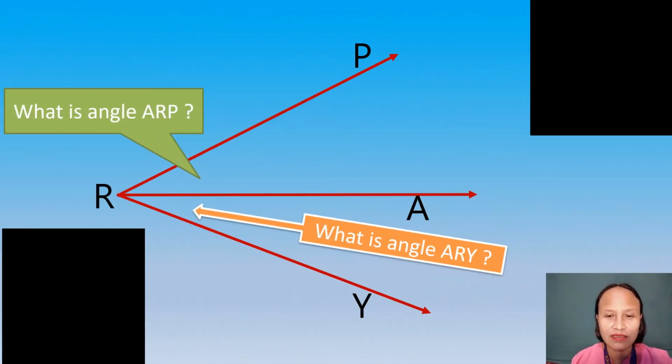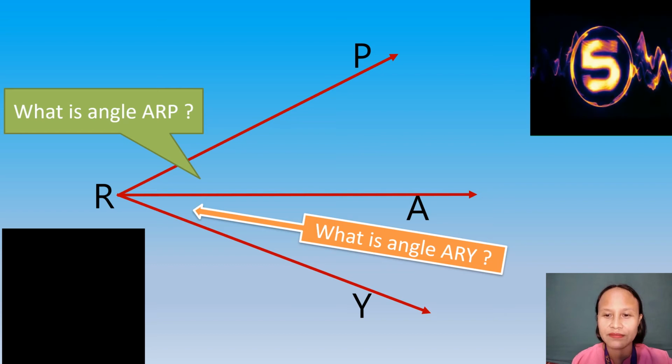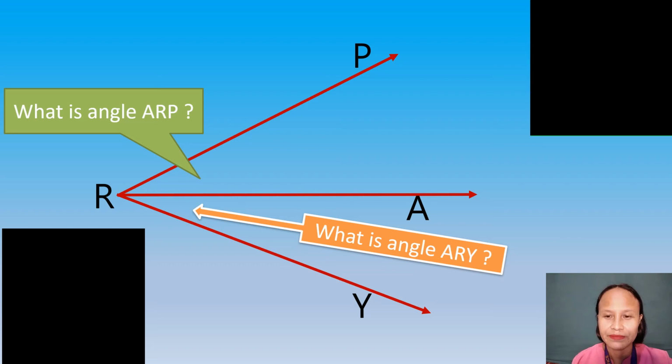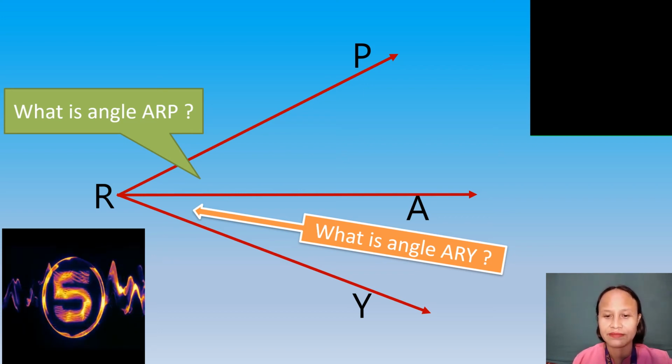How about this illustration? There are actually two angles formed. For every question, I'll be giving a 5-second timer for you to answer. So let's have the first question. What is angle ARP? 5, 4, 3, 2, 1. How about angle ARY? 5, 4, 3, 2, 1.